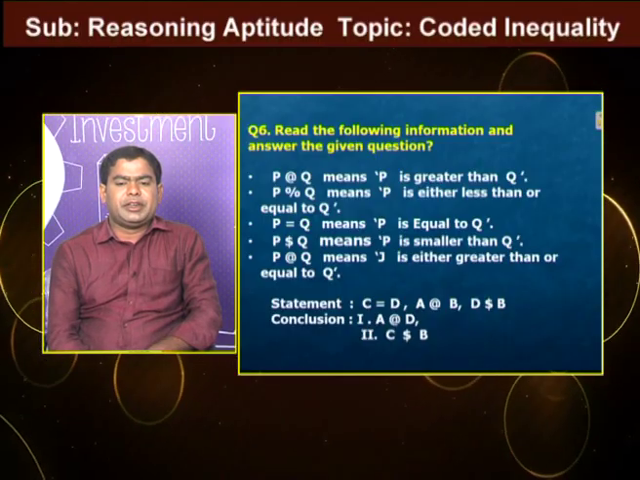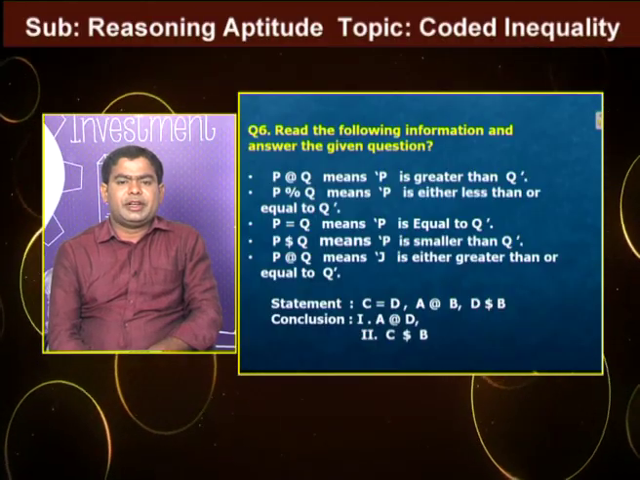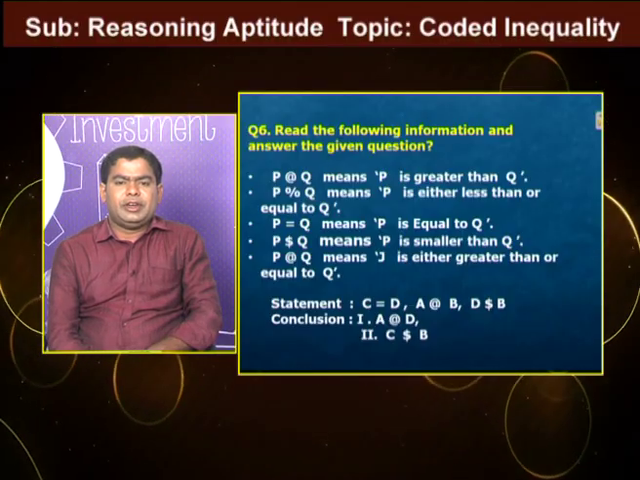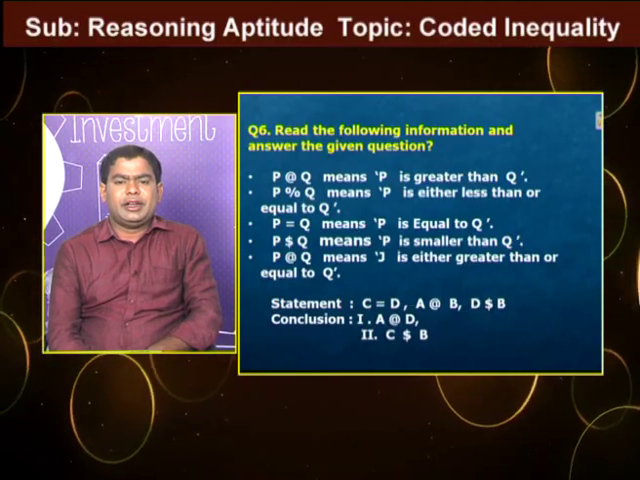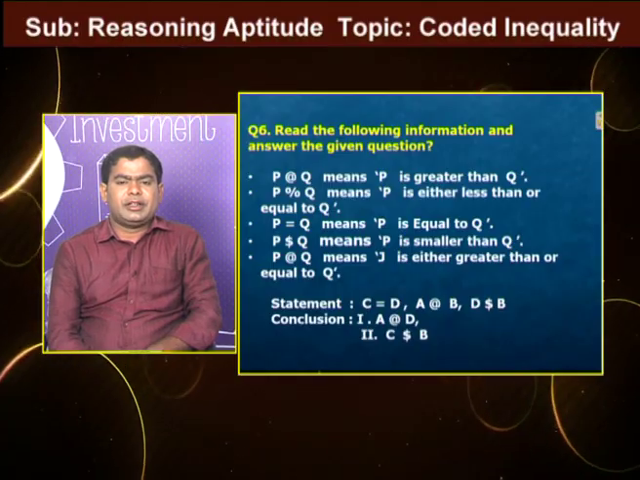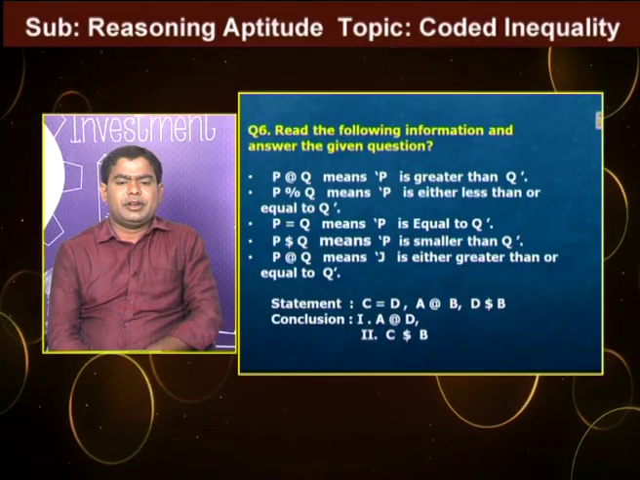Next, P % Q means P is less than or equal to Q. That means directly we take the less than or equal to. Next, P = Q means equal is equal. Next, $ means smaller than, that means $ represents less than. We take the less than symbol in our question.